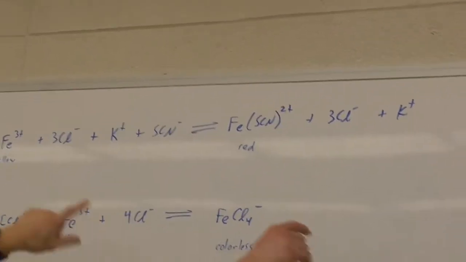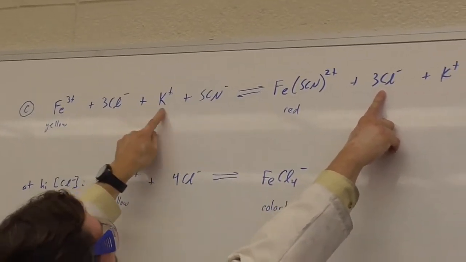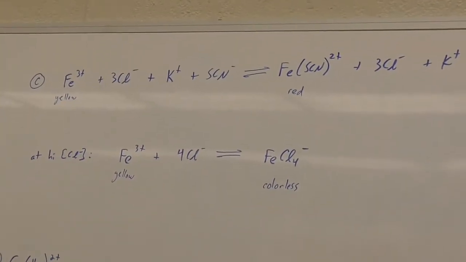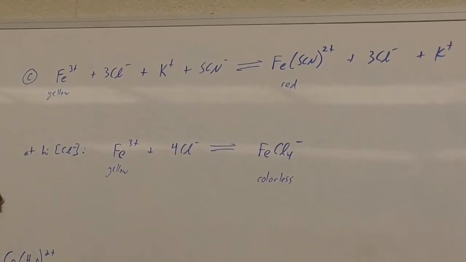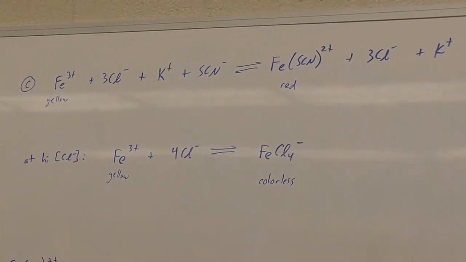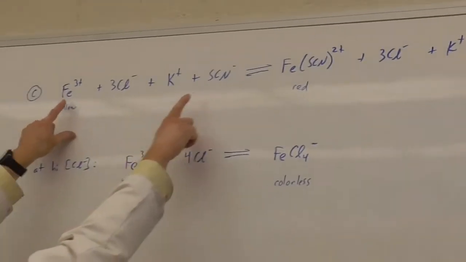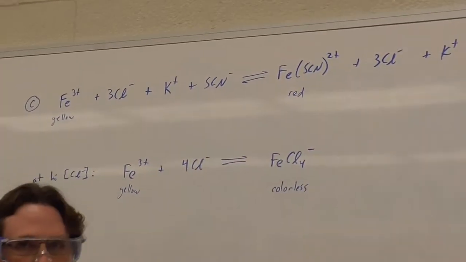If you notice, the 3 chlorides are the same on both the left and the right side, and the 1 potassium is the same. In other words, those are called spectator ions. They're not contributing to the reaction, but they are in solution. They're in the beaker along with the other things that are actually part of the reaction. The ones that are reacting are the iron and the thiocyanate combining to give you the complex.